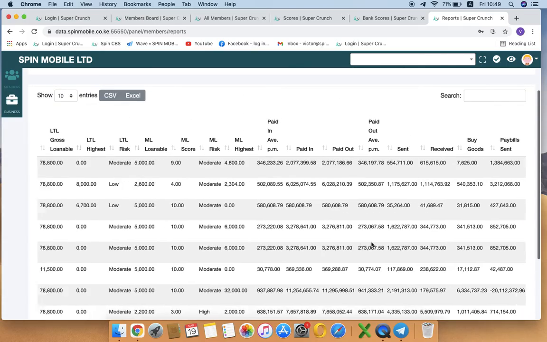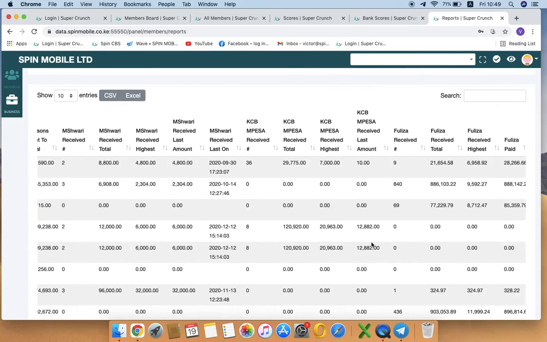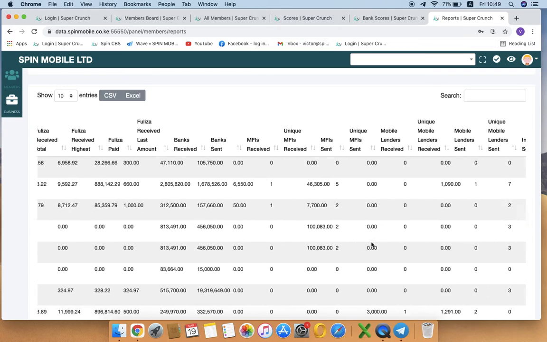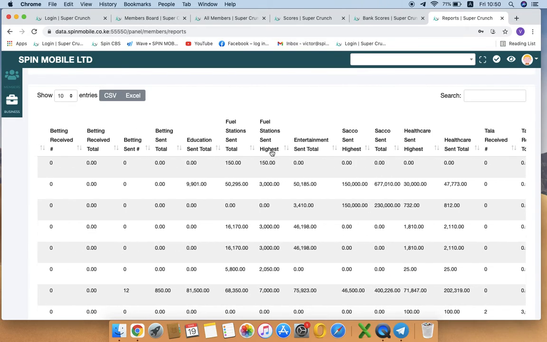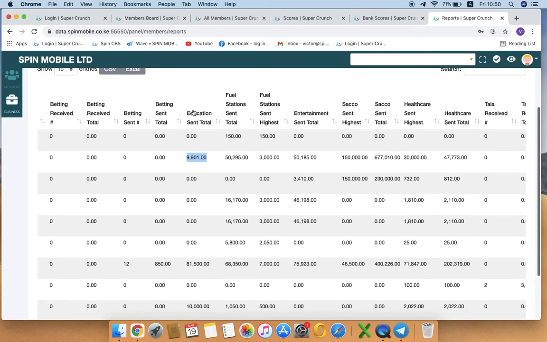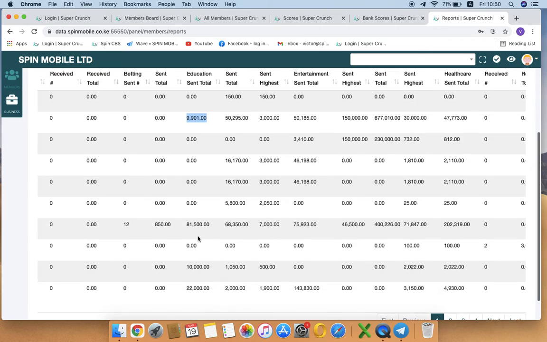You want to see specific items. There is a lot of information here, and because of time I may not be able to handle all of it. You want to see the people who are fueling. How much have they sent? The highest in a single go. How many are paying school fees? Like this is money sent for school fees because it's an education institution. So these are the people.